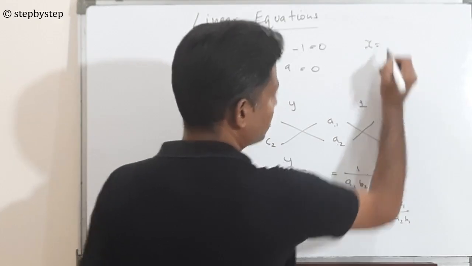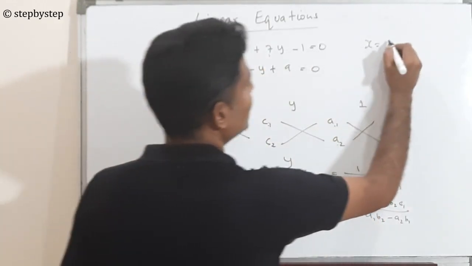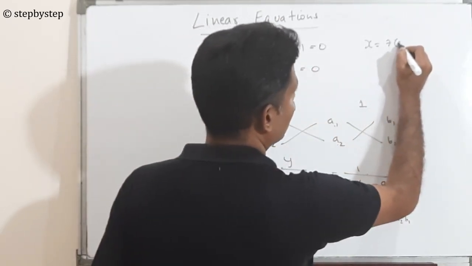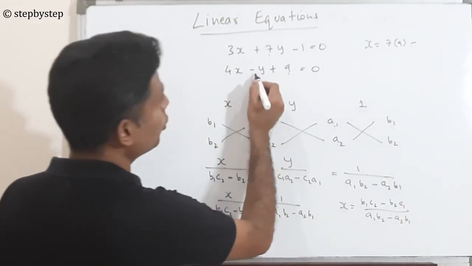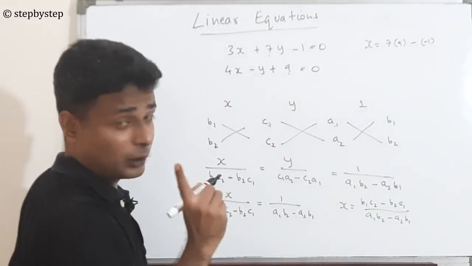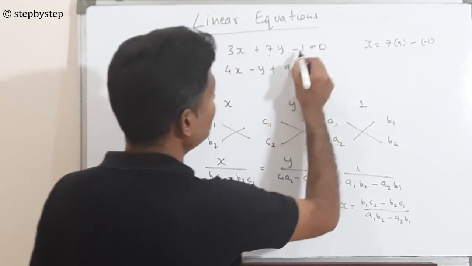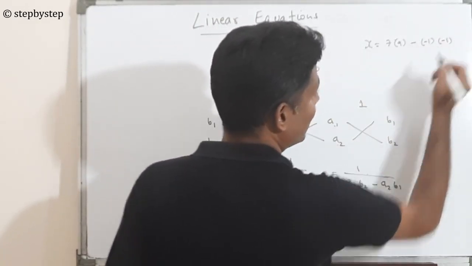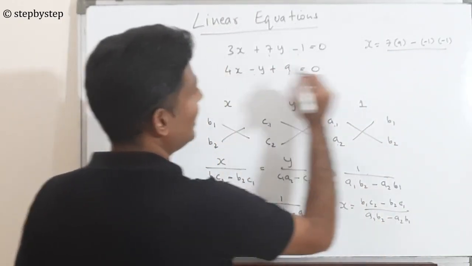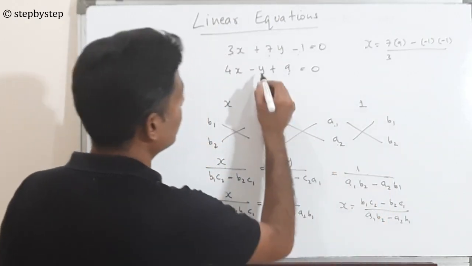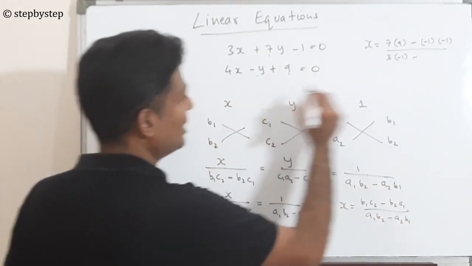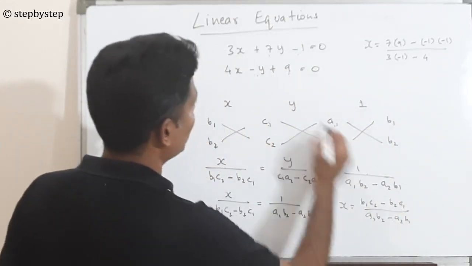So what will be x? B1, that is 7 into C2. C2 is 9 minus B2. B2 is minus 1. Remember, don't forget to take the minus sign. Minus 1 B2 is. C1 is minus 1. Again, don't forget to take the minus sign. By A1, that is 3. Into B2, that is minus 1, minus A2, that is 4, into B1, right?